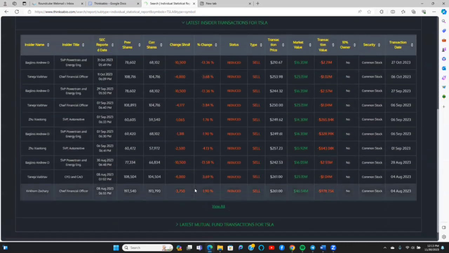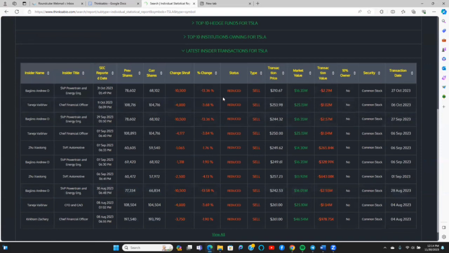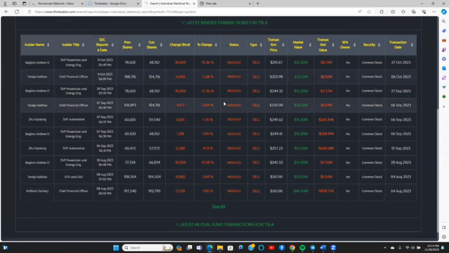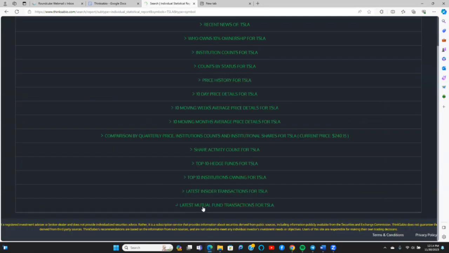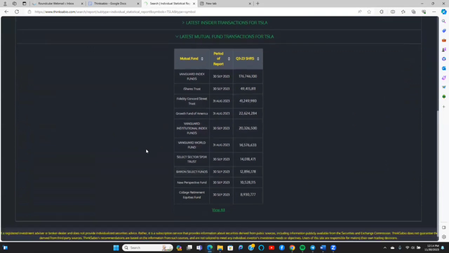And then the latest insider transactions. This looks at who is buying and selling Tesla. You've got a lot of people selling in this particular instance, but this is good to look at which individual investors are buying and selling Tesla. And then we have the latest mutual fund transactions. And that's very helpful to see how the stock is factoring in with each individual mutual fund.